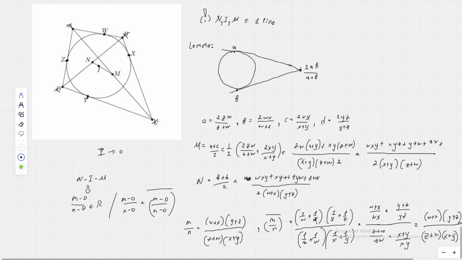So we should notice one very important thing, that actually m over n indeed equals m over n in conjugate form. This implies that m over n is rational, which is enough for us to see that N, I, and M are collinear. As simple as that. A quite hard problem that we solved using only complex numbers, complex bashing.